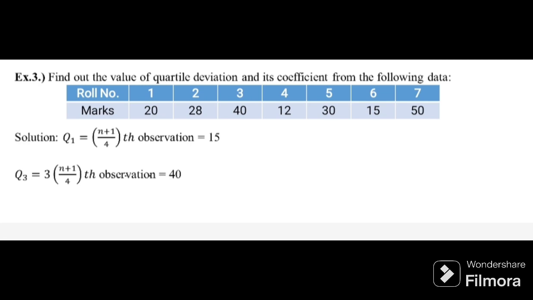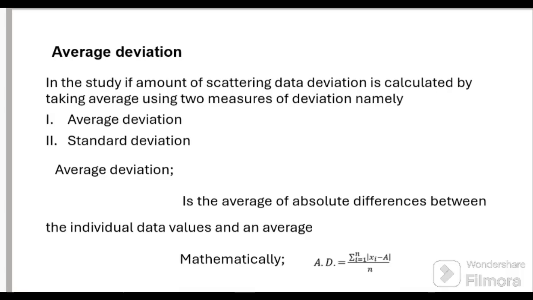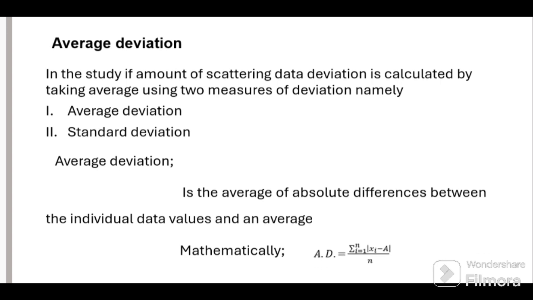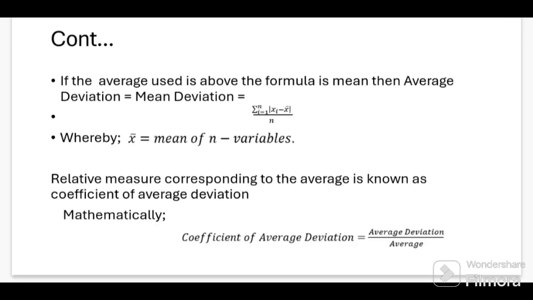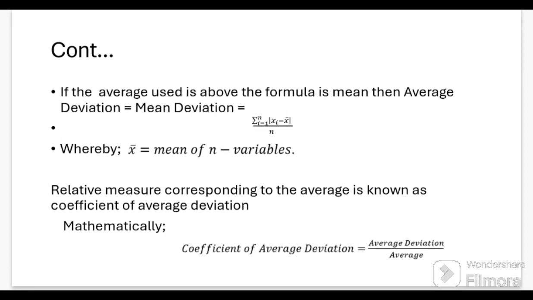Quartile deviation is the difference between the third quartile and the first quartile. When it comes to average deviation, it is the average absolute difference between the individual data values and an average. We can get it mathematically using the formula seen on the screen. Now, the coefficient of average deviation we get by taking the average deviation and dividing it by the average.